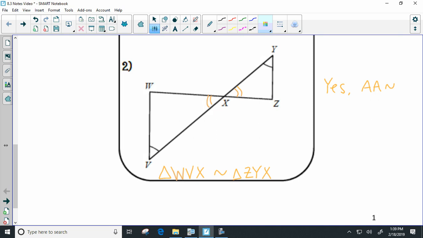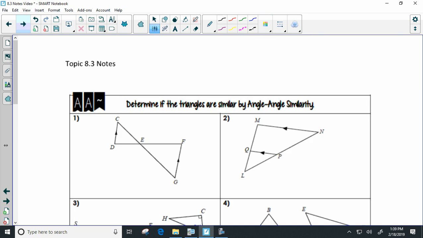All right, moving on to the second page. Proving triangles are similar.